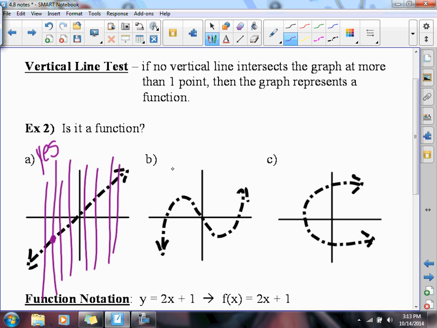Okay. And then for part B, again, draw a vertical line. And again, it doesn't matter where you draw that vertical line, but wherever I draw it, I'm not going to touch the graph more than one time. So yes, this is also a function.